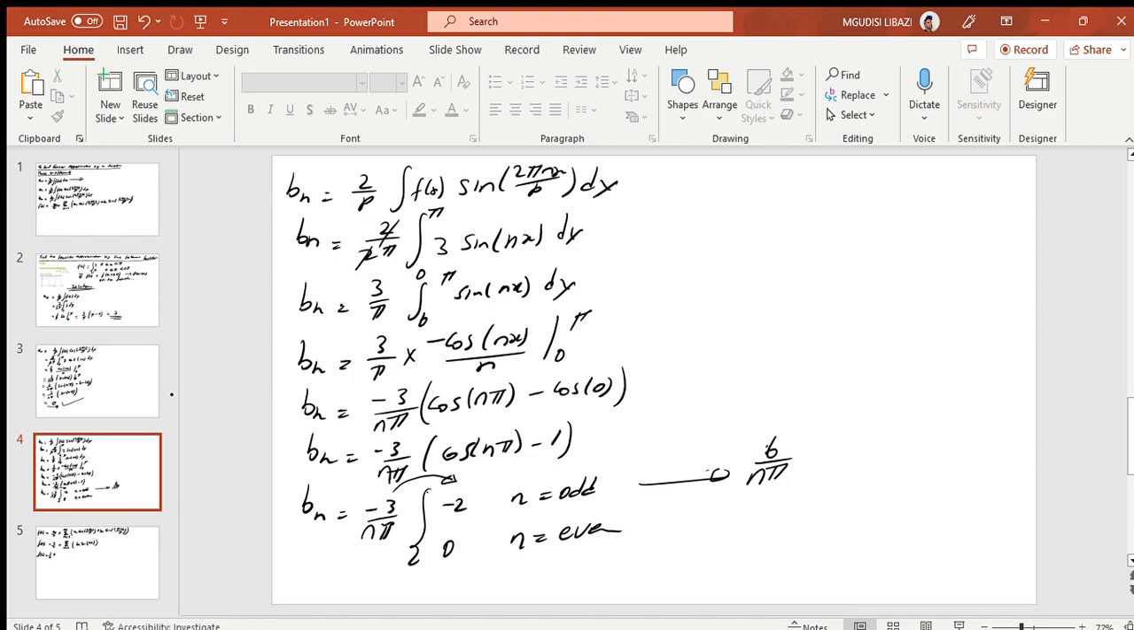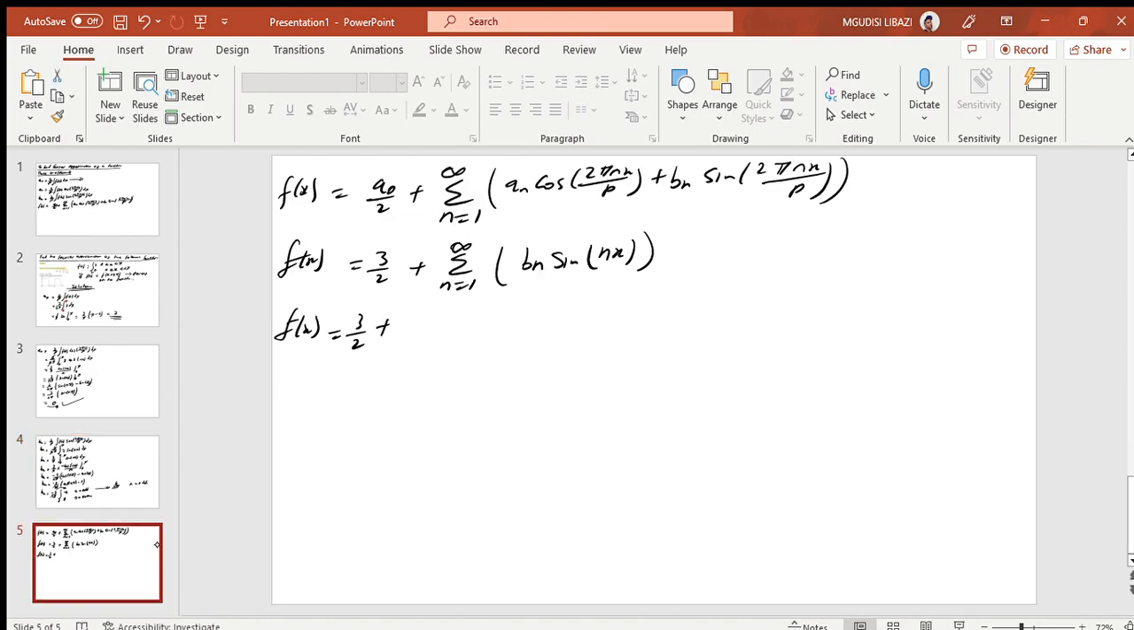That happens when n is odd. The one for n even, we can ignore because it's 0. Otherwise you can show it if the question requires, but at the end of the day those terms will just disappear. So our bn is 6 over n pi when n is odd.